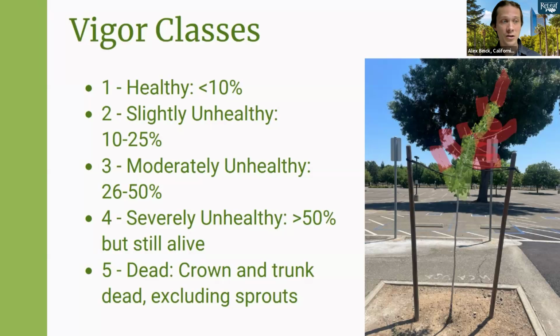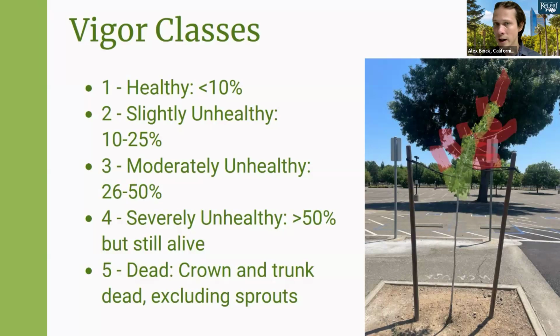And then 4 is severely unhealthy, meaning more than half of the canopy is missing, discolored, or dead, but the tree itself, the trunk specifically, is still alive. And then 5 being the tree is totally dead above about a foot of height is how we define that. So don't worry about little sprouts at the base, same as with status. We want to assess it as dead if the main trunk and all the foliage are fully dead.